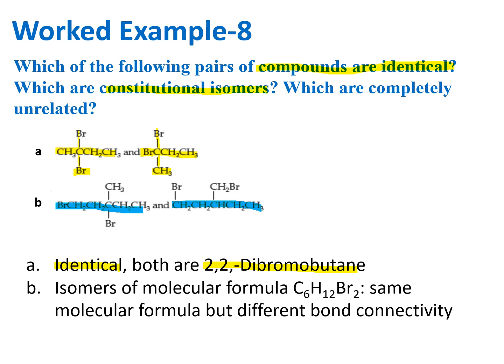Whereas the second one is a little bit different, as they have the same molecular formula but different bond connectivity. So these two are isomers of the molecular formula C6H12Br2. So both have 6 carbons, 12 hydrogens and 2 bromines, but the position has been changed, so the bond connectivity is different. So these two are isomers of each other.